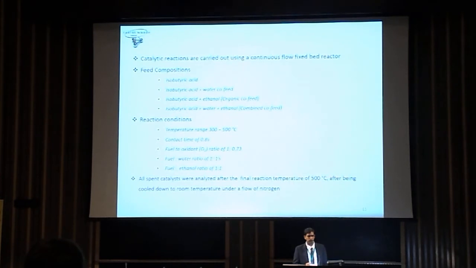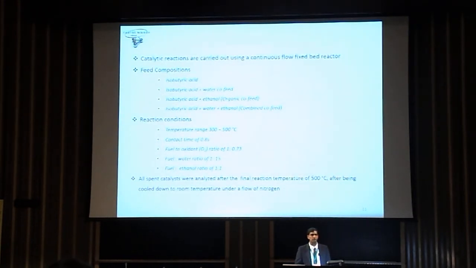And all these transformations are done under the reaction conditions, that is 300 to 500 degrees centigrade. The contact time of the feed with the catalyst is very short, 0.8 seconds, and the fuel to oxidant ratio is 1:0.73. That means we are doing our reactions in very reducing environments. The water ratio is 1:50, and ethanol is 1:1. All these conditions were established by calculating the selectivity towards our target product, and these are the optimized conditions. So we decided to run these phase transformation reactions under these conditions.